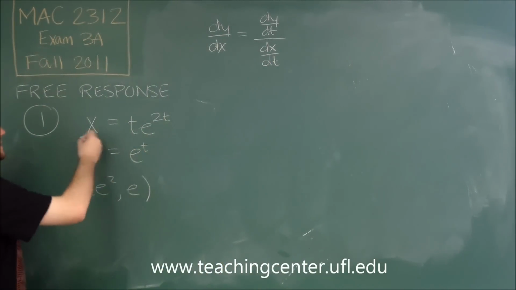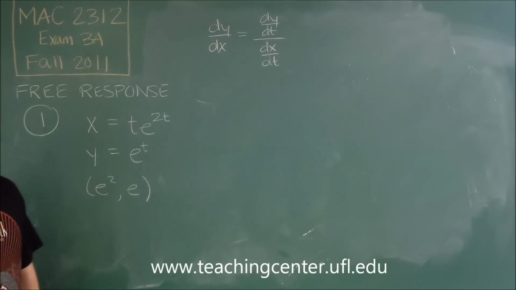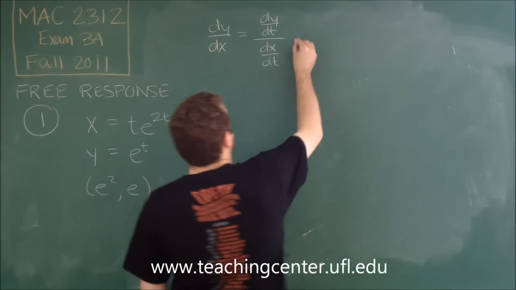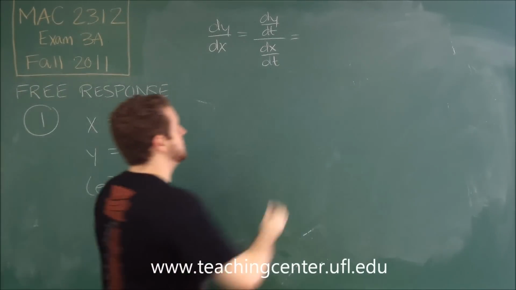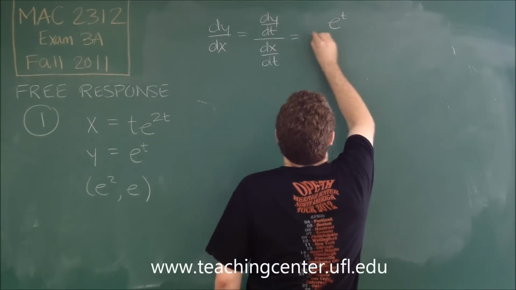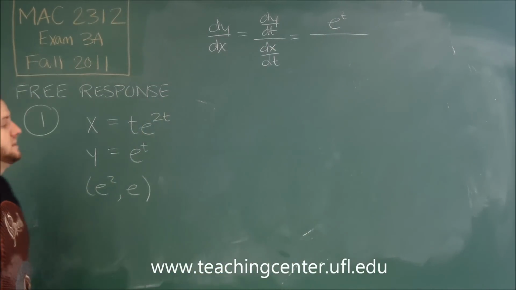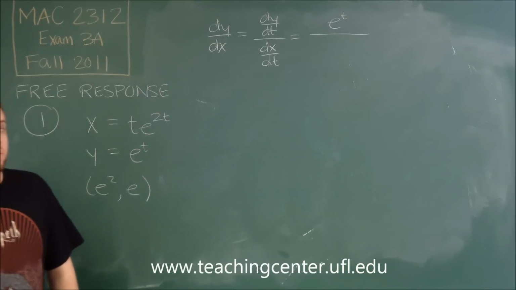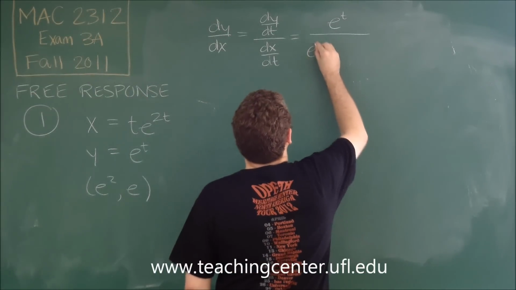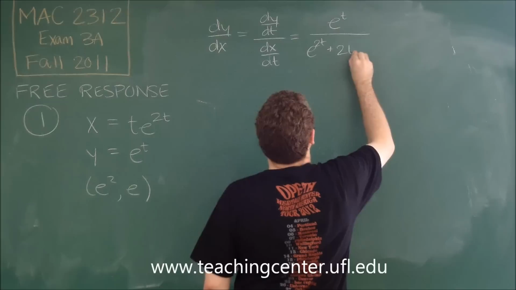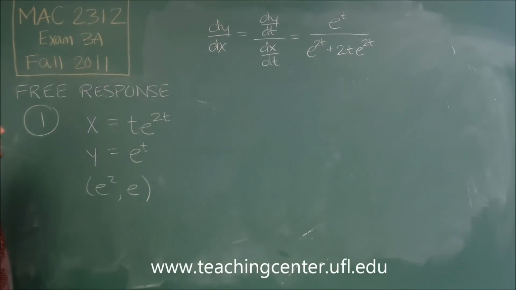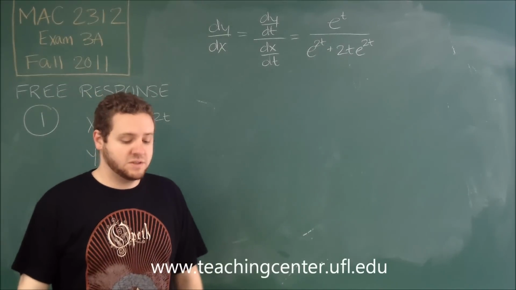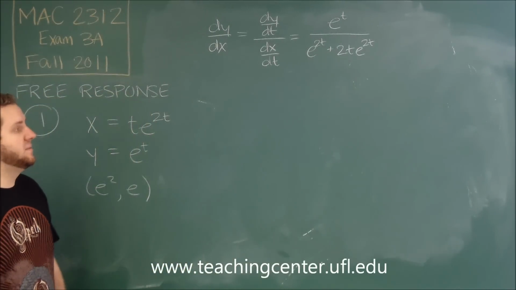That works because dy/dt and dx/dt we can much more easily get. So, what's dy/dt? The derivative of y with respect to t, that's just the derivative of e to the t, which is e to the t. dx/dt would be the derivative of this one, and we have to use the product rule. That would give you e to the 2t plus 2t e to the 2t. So that result is our slope of our tangent line for any given t.